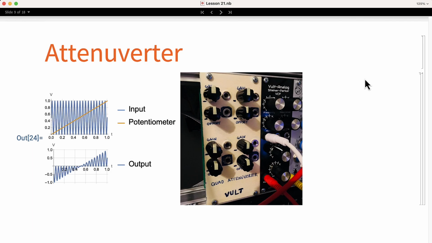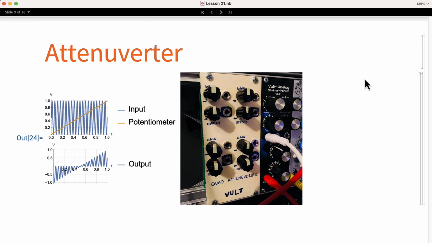The next circuit that we're going to analyze is called the attenuverter. The name is a combination of the words attenuator and inverter. So it is used to attenuate a signal, but it can also invert it. On the right, we can see a picture of the module I created, which features 4 attenuverter circuits. In the plot, we can observe the behavior.